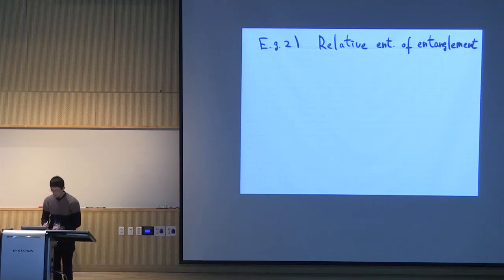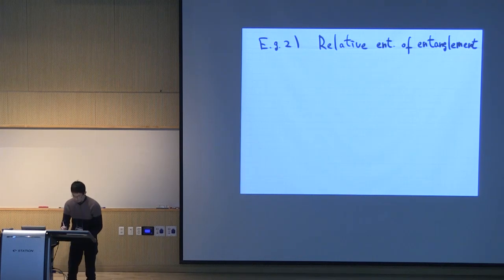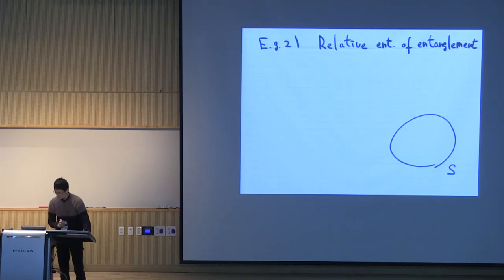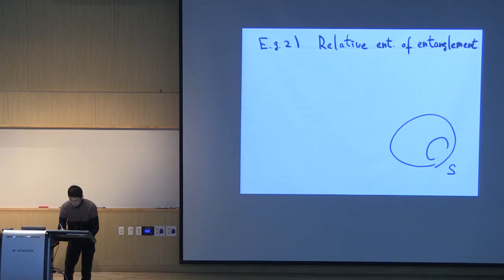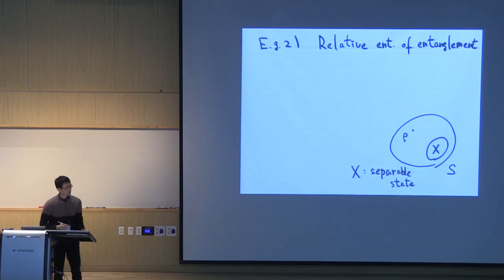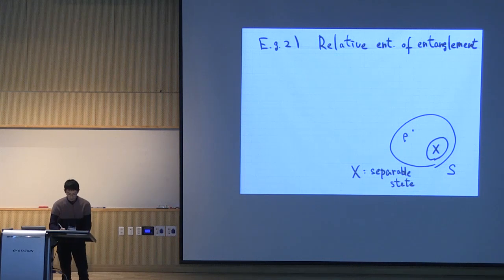So the relative entropy of entanglement is a very natural concept. Basically, you are given a space of quantum states, and there is a subset, denoted by X. This is the subset of separable states. Suppose you are given some point, rho, and you want to measure the difference between rho and the separable states as a measure of entanglement.